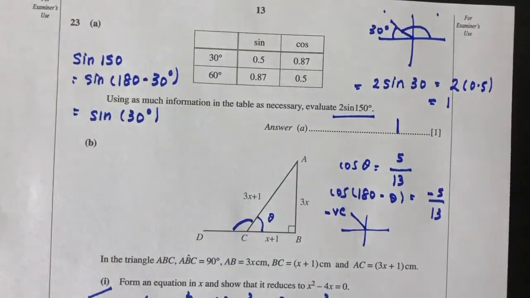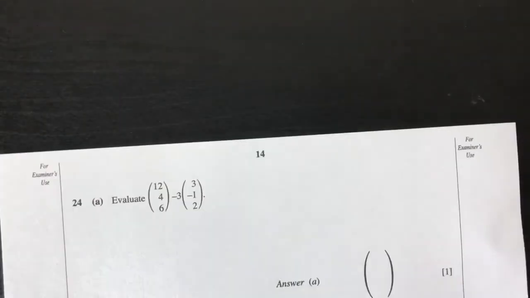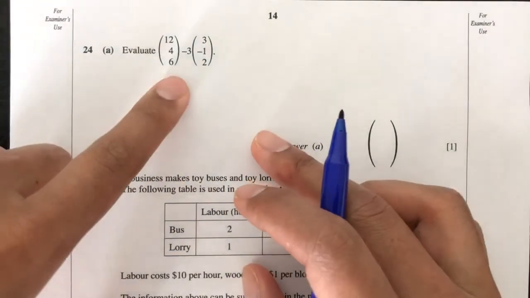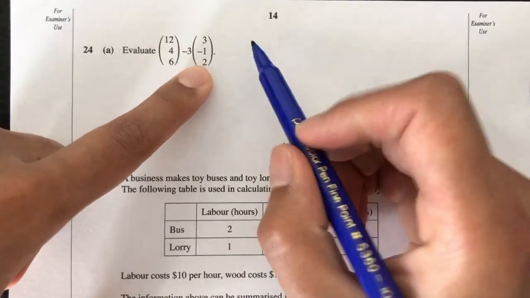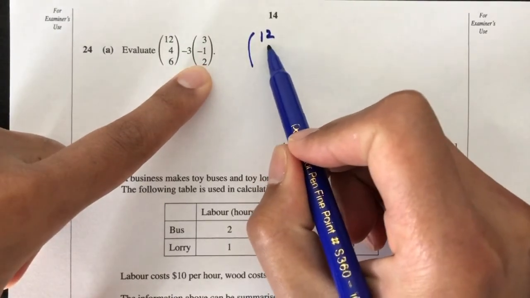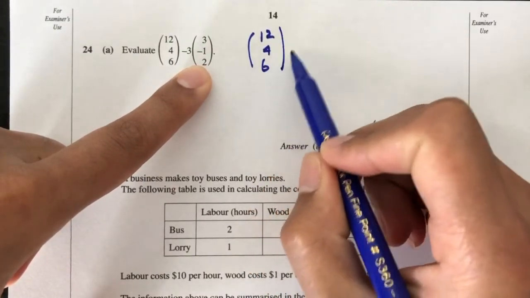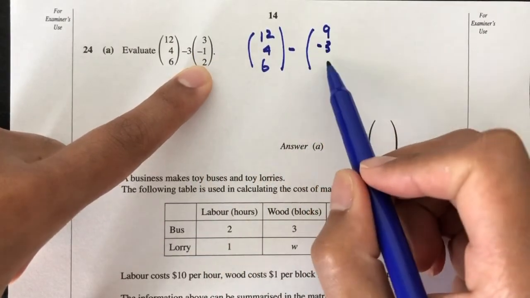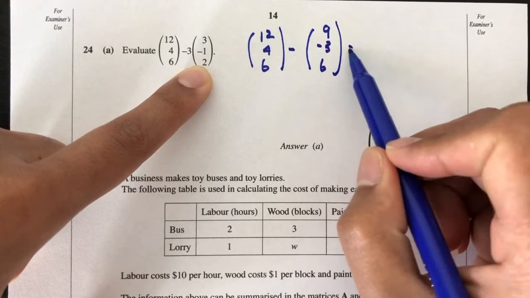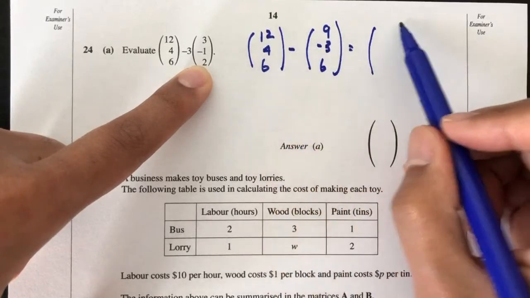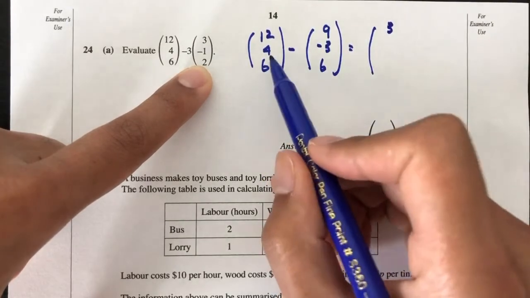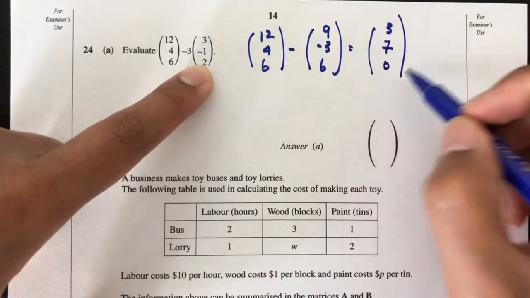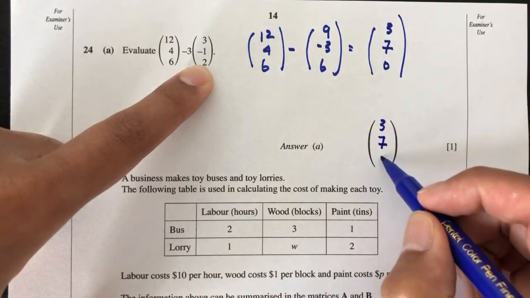Question number 23. Now let's go on to question number 24. Evaluate this. One by one, let's first bring this 3 inside. You will have 12, 4, 6. 3 inside, you will have 9, minus 3, and 6. That will give you 12 minus 9 will be what? 3. 4 minus 3 is 7. And 6 minus 6 is 0. So 3, 7, 0.